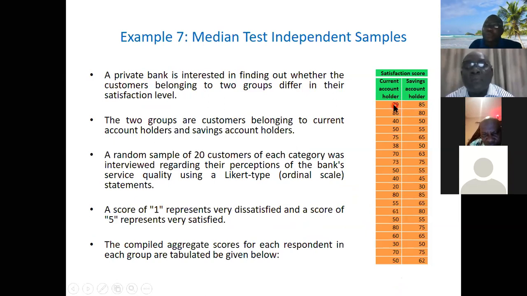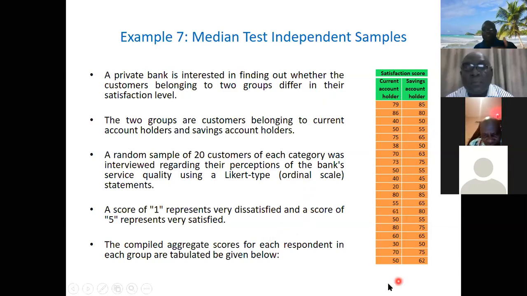So they now sample 20 people with current accounts and 20 people with savings accounts. They are 2 separate groups of people. They are independent. They measure their satisfaction, using something like a Likert scale to administer it. And when they aggregate the scores, these are the aggregate scores.